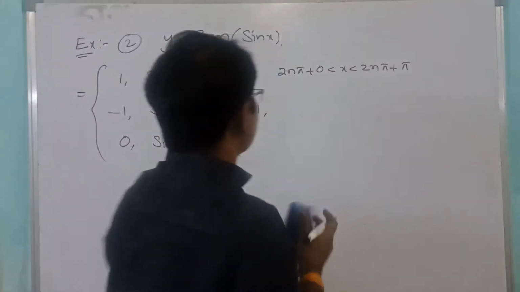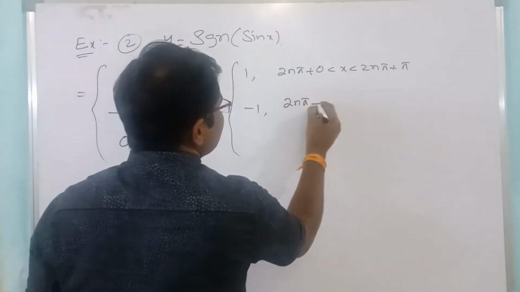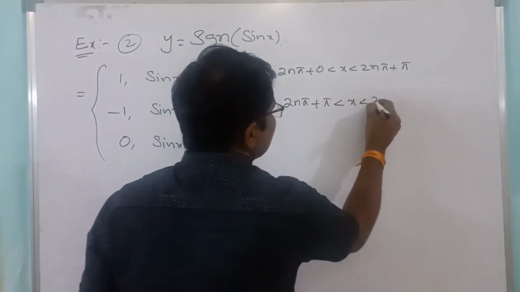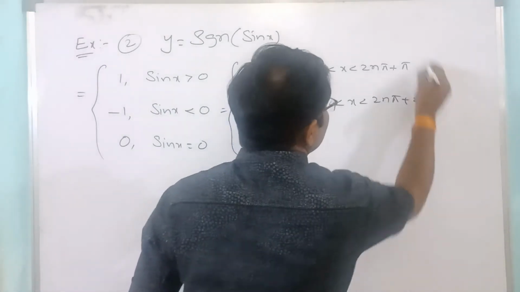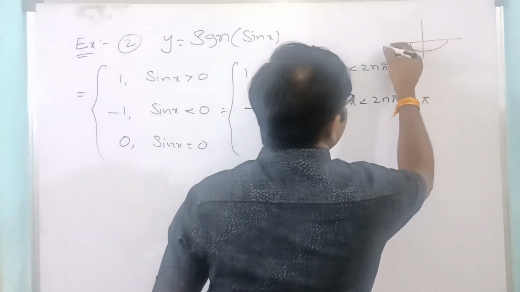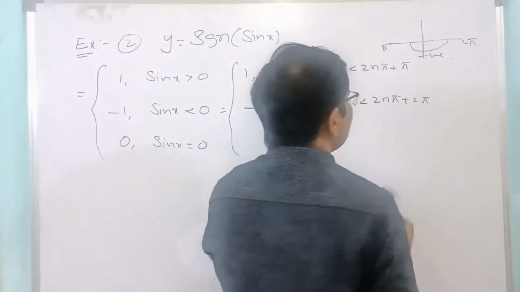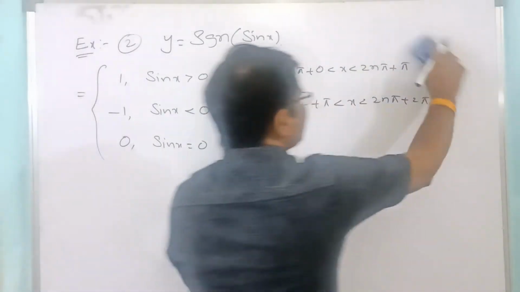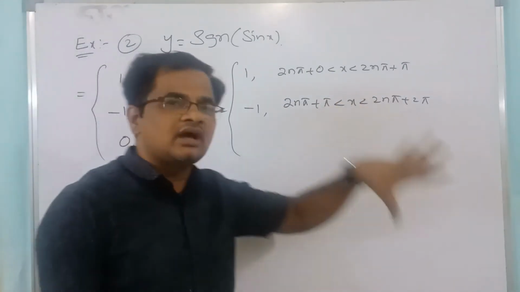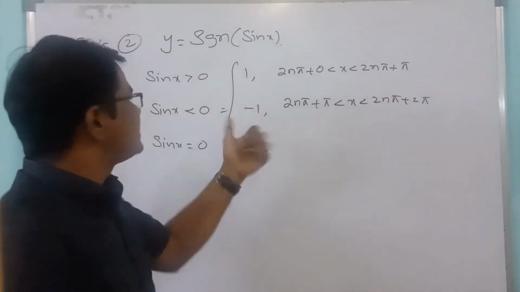So add 2n pi. So 2n pi plus pi less than x less than 2n pi plus 2 pi. Because from pi to 2 pi, sin is what? Negative. So that's why if you add 2n pi to the interval pi to 2 pi, you get all the intervals where sin x is less than 0.